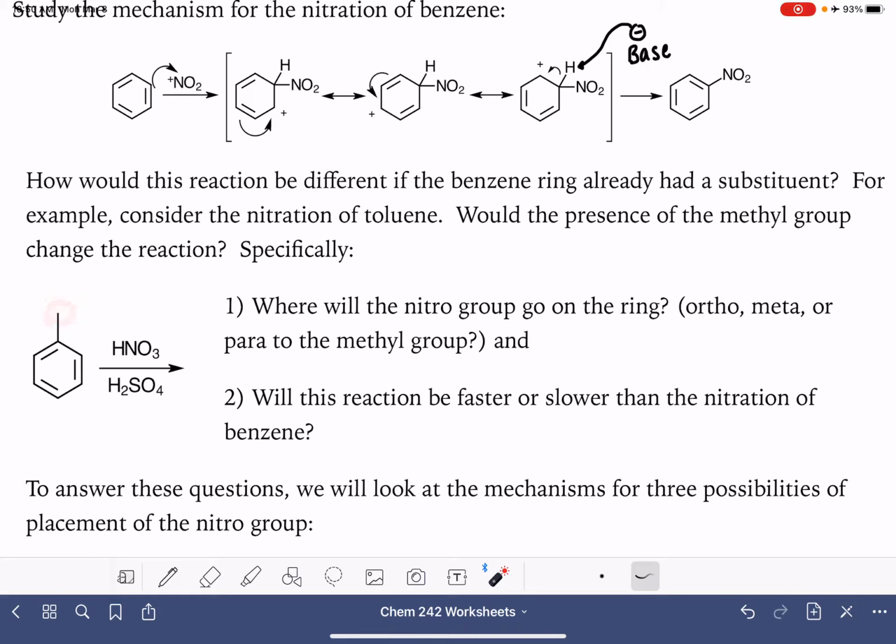We have a methyl group already, so will our new electrophile go to one of the ortho positions, or will the new electrophile go to one of the meta positions, or will it go to the para position? And then the second thing we want to think about is, will the reaction be faster or slower than the nitration of just plain old benzene? So having this methyl group on the ring, will it help the reaction take place, or will it slow the reaction down and make it less favorable?